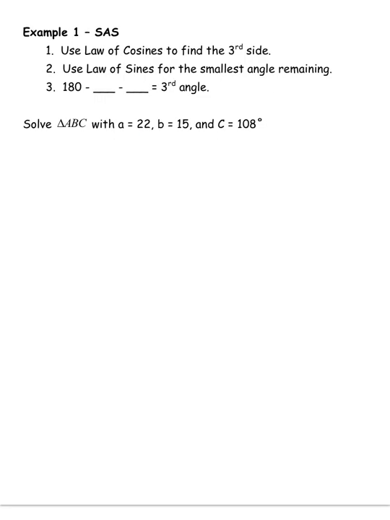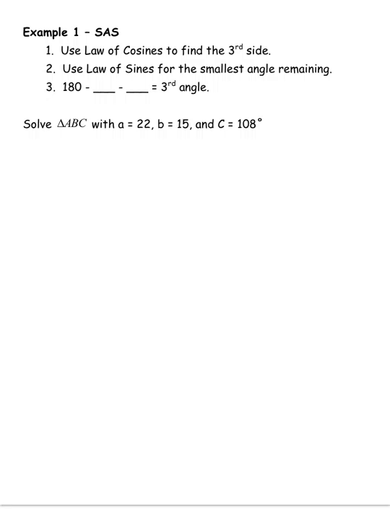First up, side angle side. So, the order of steps here, you want to use the law of cosines to find the third side. And then you want to switch to law of sines to find the smallest angle remaining. And then you can subtract from 180 to find your third angle.